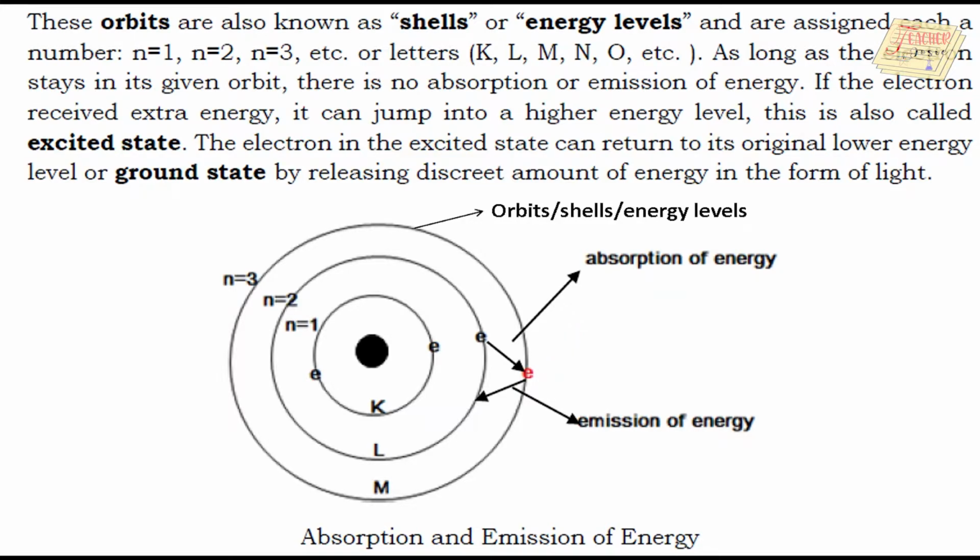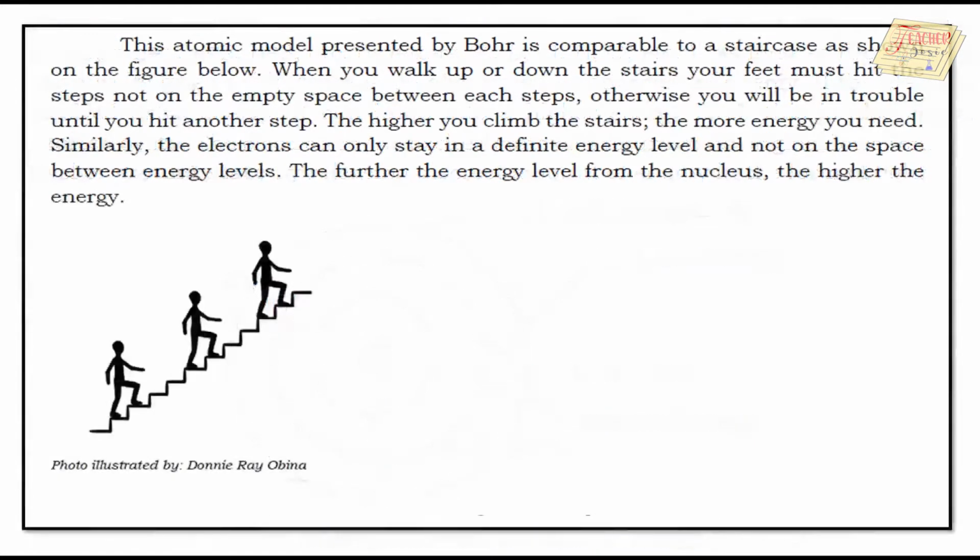This is also called excited state. The electron in the excited state can return to its original lower energy level or ground state by releasing a discrete amount of energy in the form of light. This atomic model presented by Bohr is comparable to a staircase as shown on the figure below.